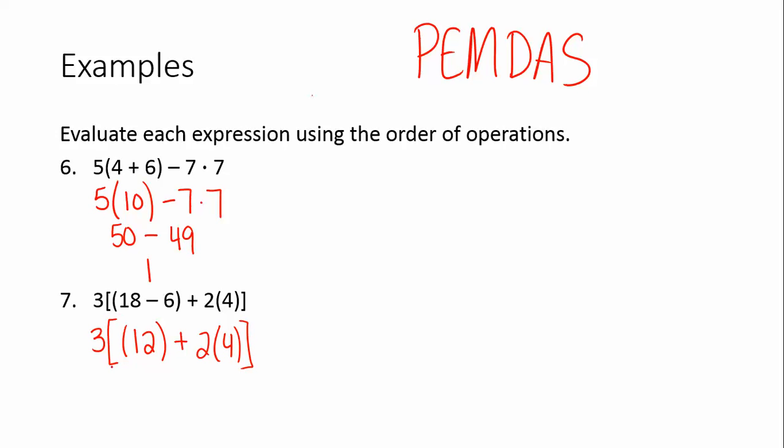Now I have a large set of brackets. And I still need to clean up everything inside before I do this outside 3. Well, I can't do anything with this 12 yet until I multiply 2 times 4, because this addition comes after multiplication. Now I can drop the parentheses around the 12, and I have to do 12 plus 8. So we have 3 times 20. 3 times 20 is 60.